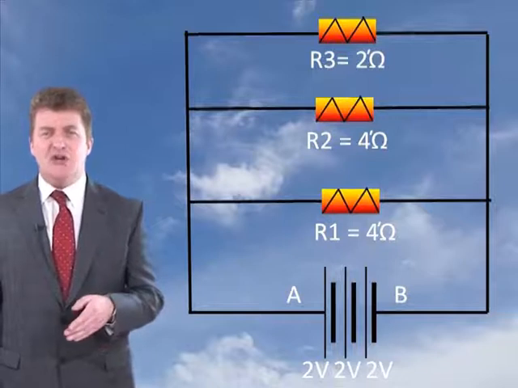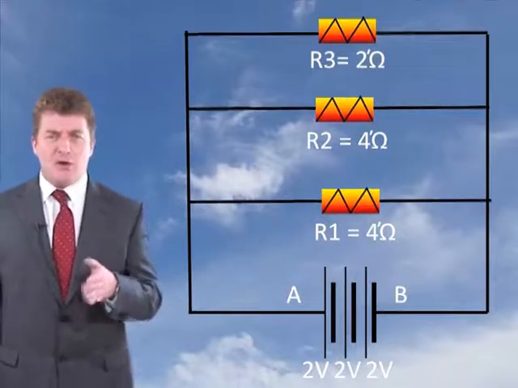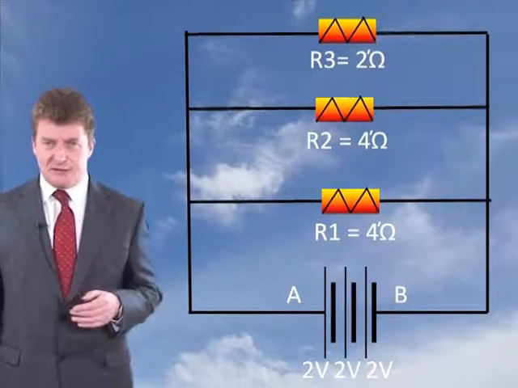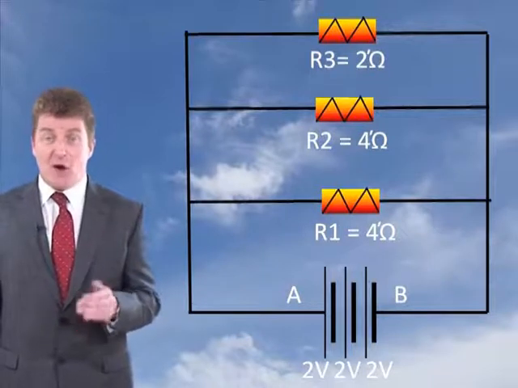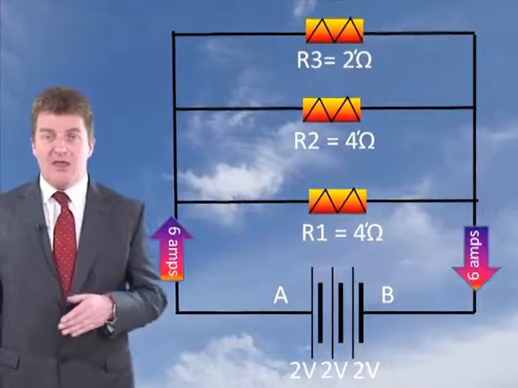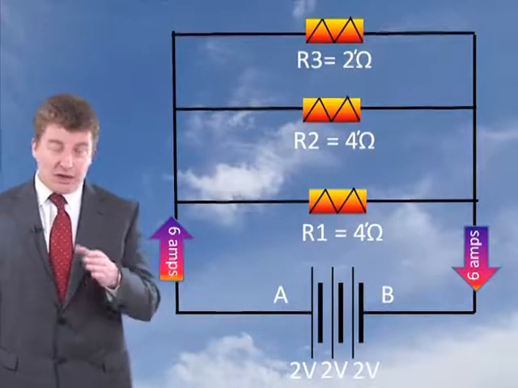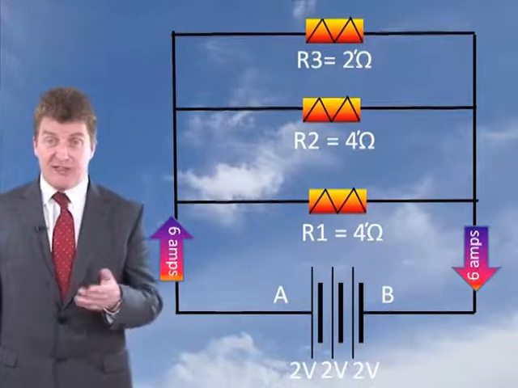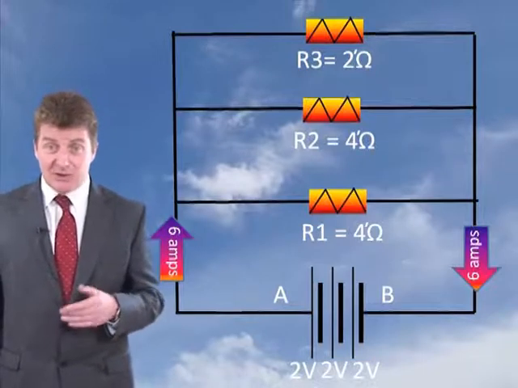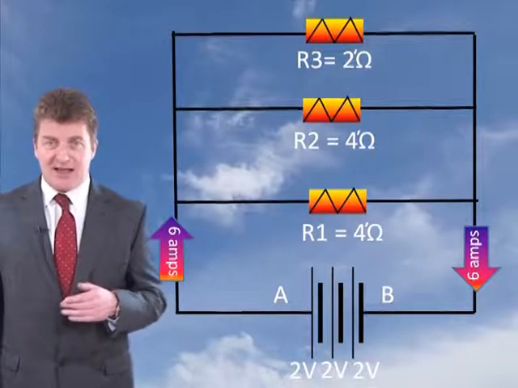So how much current will be flowing in this circuit? We know the total voltage is 6 volts, and the total resistance is 1 ohm. Therefore, the current is 6 amps. So what you do is you work out the effective resistance and use the same formula. So 6 amps is flowing in that circuit.